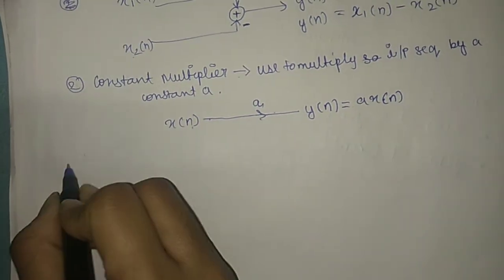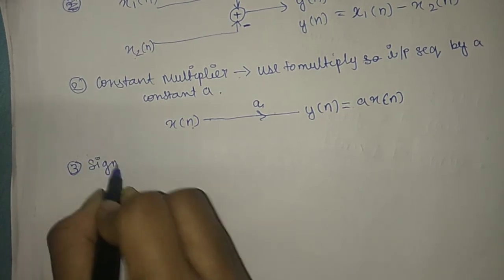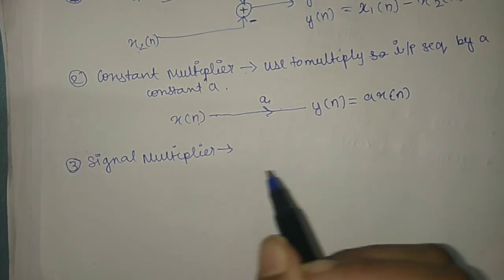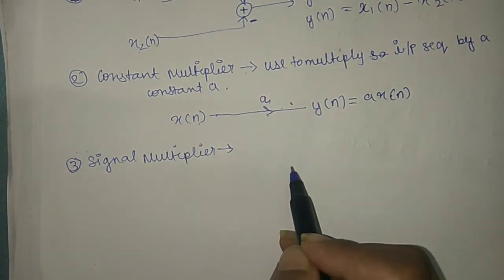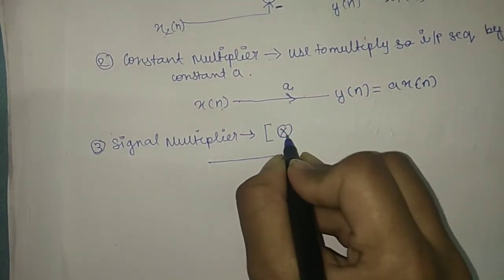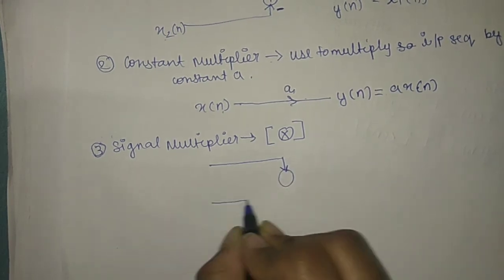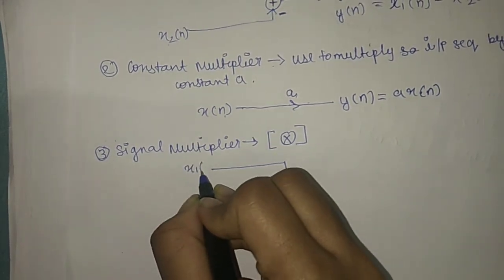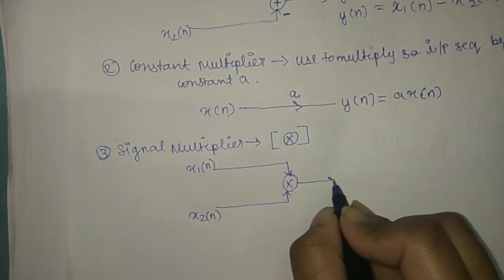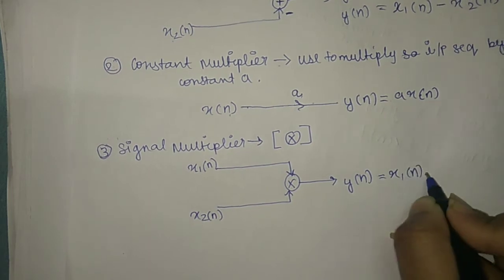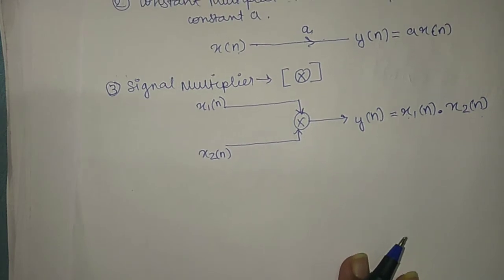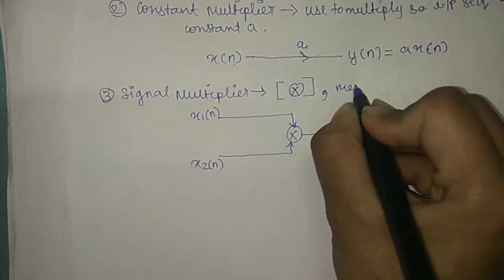Then next is the signal multiplier. As the name indicates, this block is used to multiply two input sequences. Here is the block diagram. Its symbol is a multiplication cross in a circle. Here there is one input signal x1 of n, and here is another, x2 of n. The output which we will get is y of n, which equals x1 of n into x2 of n. Here the two signals get multiplied. Again, this is a memoryless operation.